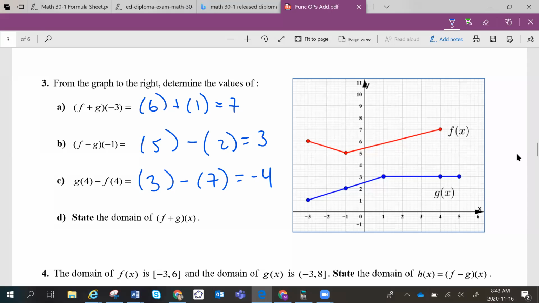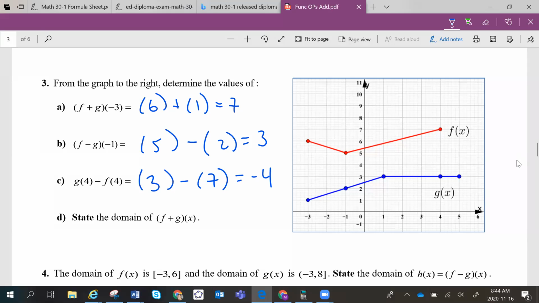Okay, take a moment. Check to see if your values match what I came up with. Again, we're not adding or subtracting the x values. We're adding and subtracting the y values. The x values are not changing. Now, the last question, D, is probably the most important one for what we've been seeing on our diploma recently.